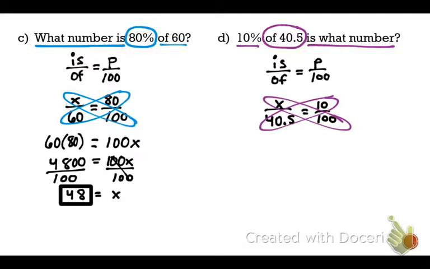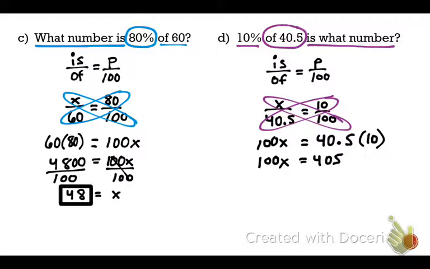X times 100 equals 40.5 times 10. Very good. What is 40.5 times 10? 405. And now what do I do? We divide by 100 to get X outside. Good job. We want to get x by itself, so we divide by 100 on both sides. And what's your answer?